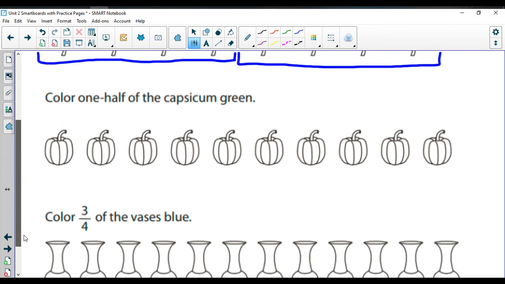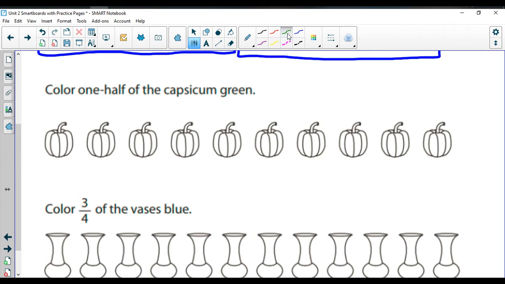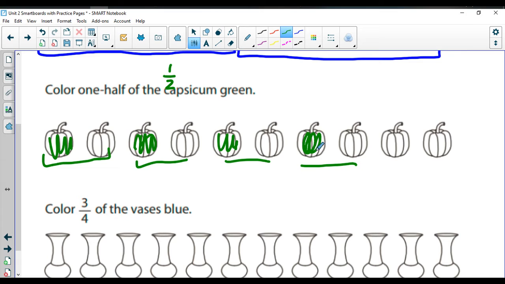In the next part, color 1/2 of the capsicum green. So it looks like these are just pumpkins, fancy name. 1/2 is 1 out of 2. So for every 2, I'm going to color 1. For every 2, color 1. You could have also just colored the 5 that are right next to each other in a row. I don't really care, but you should have 5 of them colored in.